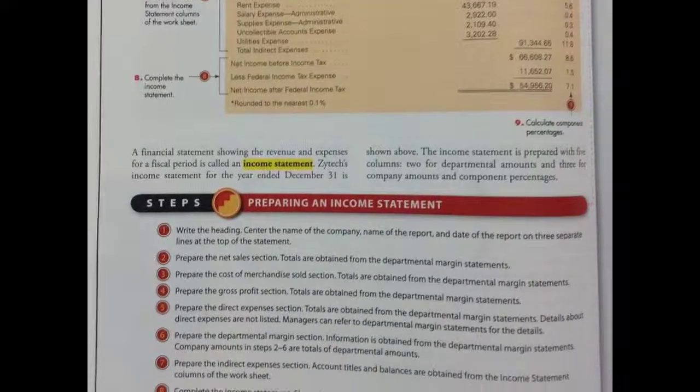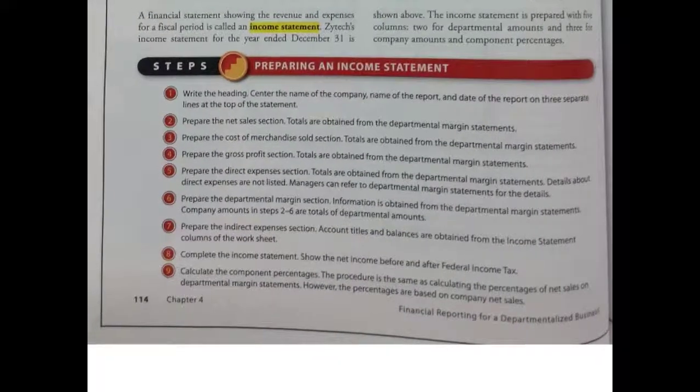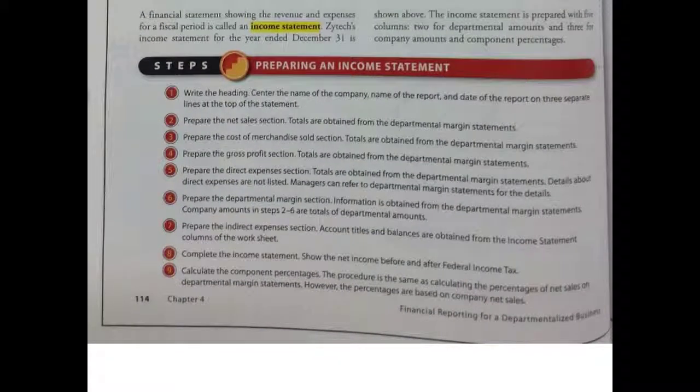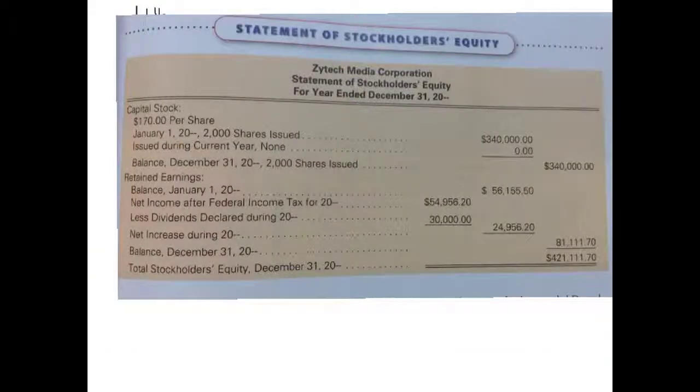At the bottom of that page, we have the steps for preparing an income statement. So you may want to summarize these a little bit and jot these in your notes, just so you have the steps down, or just reference back to this page. Either way, then go ahead and flip to page 115. Okay, on page 115, then we have a statement of stockholders' equity.